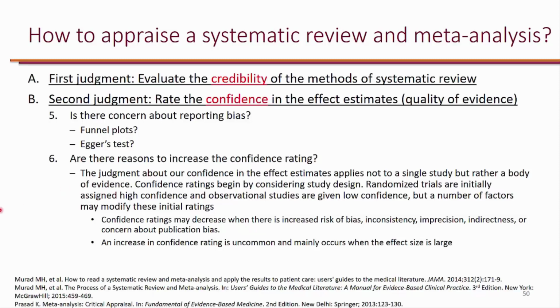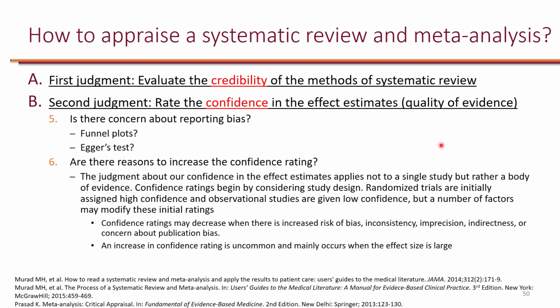The judgment about our confidence in the effect estimates applies not to a single study, but rather to a body of evidence. Confidence ratings begin by considering study design. Randomized trials are initially assigned high confidence and observational studies are given low confidence, but a number of factors may modify these initial ratings. Confidence ratings may decrease when there is increased risk of bias. Risk of bias is not good, right? Or if there's inconsistency, imprecision, indirectness, or concern about publication bias. All of these will decrease confidence. Now, an increase in confidence rating is uncommon and it mainly occurs when the effect size is large. That concludes this presentation.